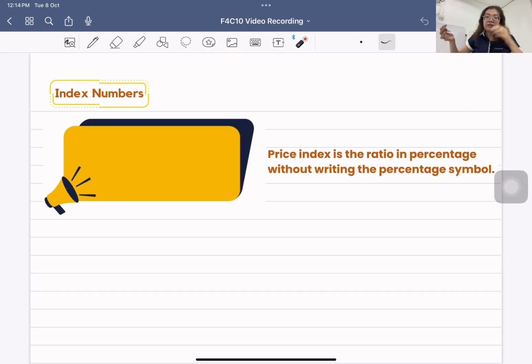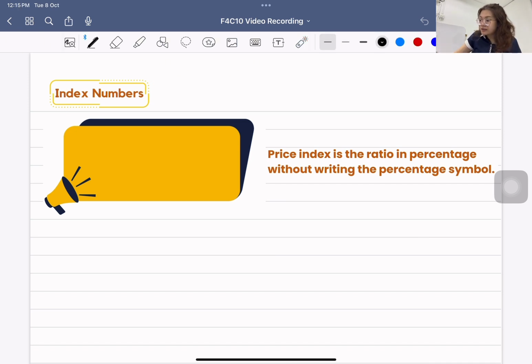Index numbers. What is an index number? Index number is basically something like a percentage, but we write it out without using the percentage symbol. It can be the index for a quantity, it can be the index of a price, and so on. For example, we can see the increment or decrement of the price of something, or the number of accidents, or your results, and so on.